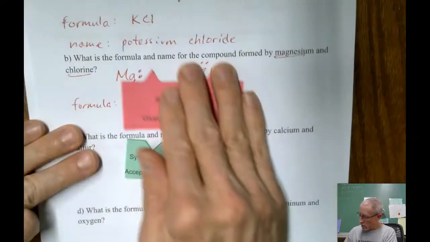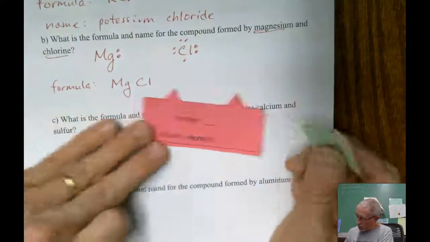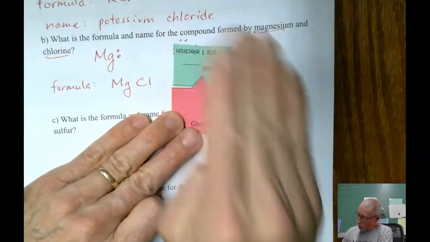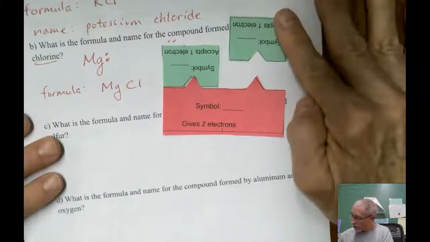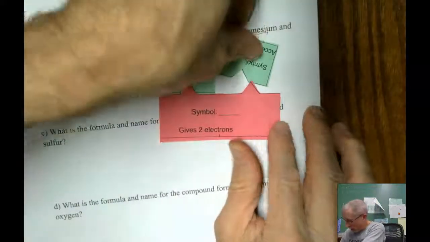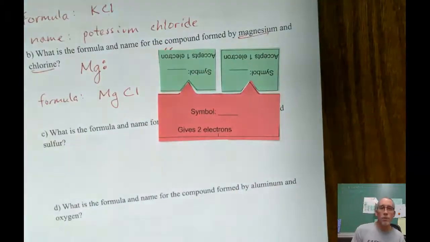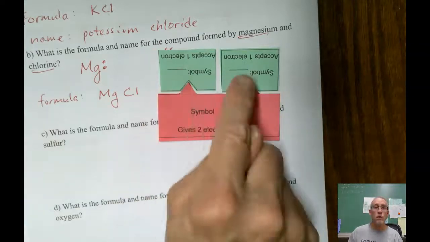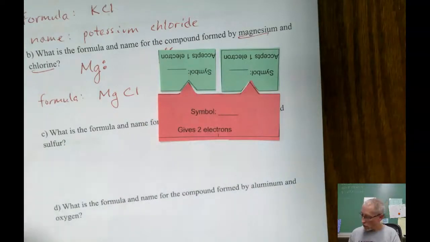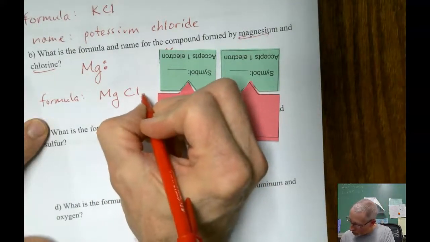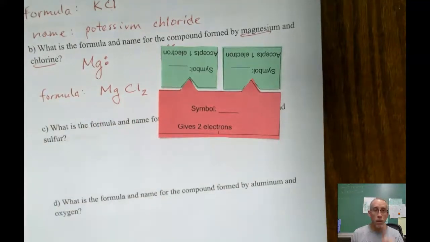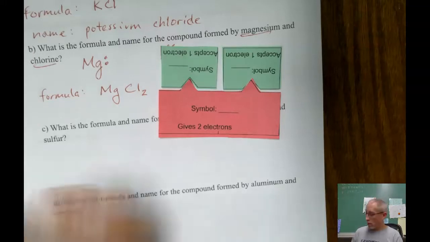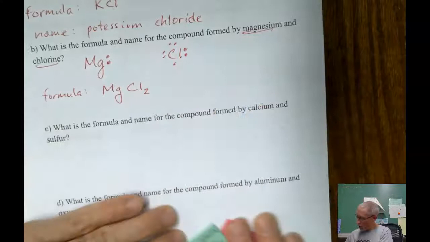So if we pair these things up like this, the chlorine's happy now, but the magnesium's not. So we bring in a second chlorine to accept that other electron. Now we see we need 2 of these chlorines for every 1 magnesium. So we put a 2, a small number, just after the chlorine. We don't put anything after the magnesium because if we only have 1 of something, we just leave it as it is. So that is its formula for the ionic compound.